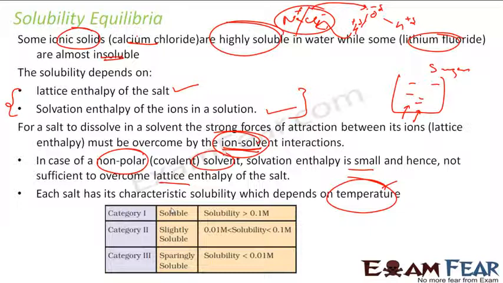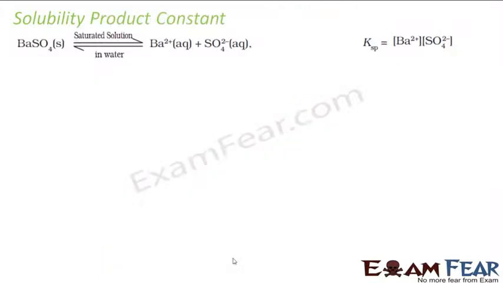There's a category here. If the solubility is more than 0.1 M, we call it soluble. If the solubility is less than 0.1 M but greater than 0.01 M, we call it slightly soluble. And if the solubility comes out to be less than 0.01 M, we say it's sparingly soluble, that is, almost insoluble.